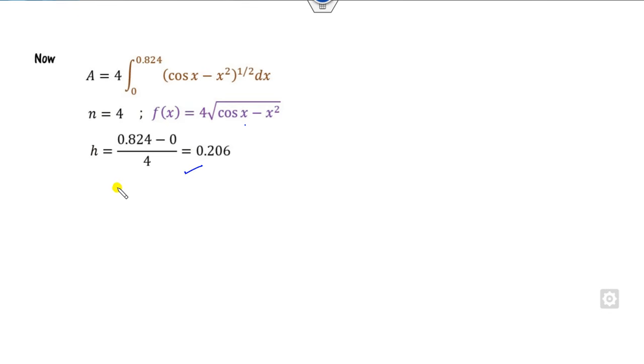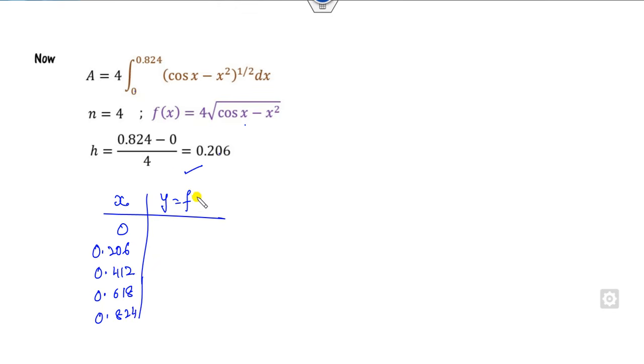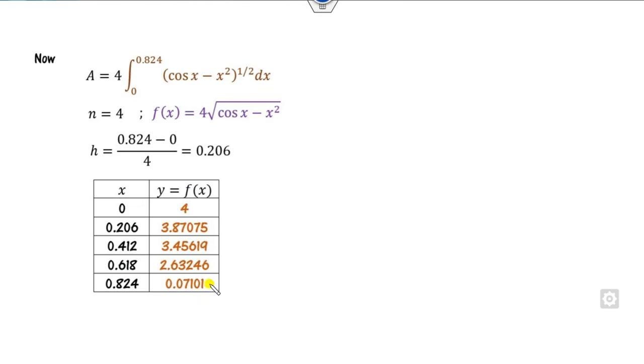Now you have to use the composite trapezoidal rule. You have to make the table. X, the first value a is 0. You can take the step length as 0.206. Then the next one is 0.412. The next one is 0.618. And the next one is 0.824. Corresponding to this, you can find the value of f(x) by substituting these values here. Make sure this angle is set in radians in your calculator. So you can get these values as here.